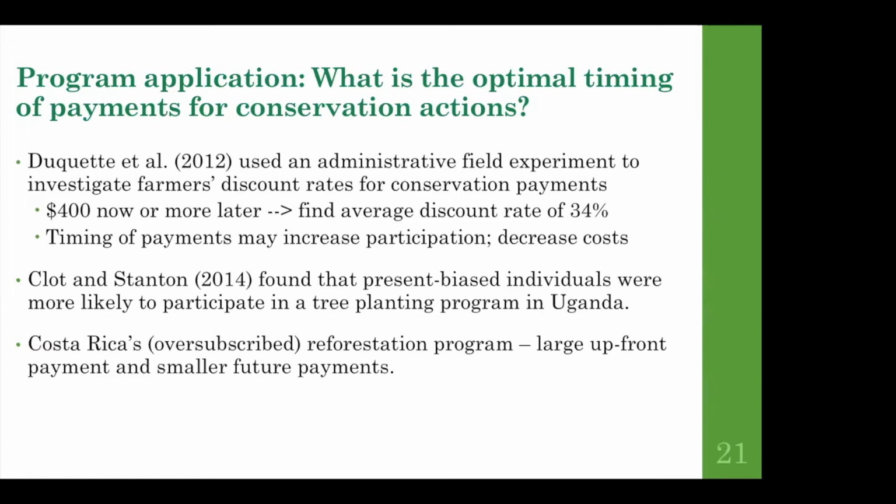And this finding has also popped up in some of the literature, including a study on tree planting in Uganda, and then studies on Costa Rica's reforestation program, and showing that people that do have more of that present bias and discount rates are more willing to participate when the payments are front-loaded. So when a big chunk of that payment is coming in year one, instead of dividing it out evenly or uniformly over a number of years.